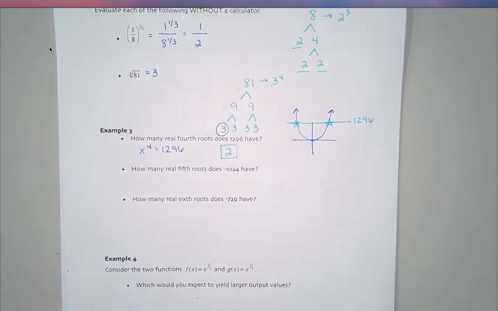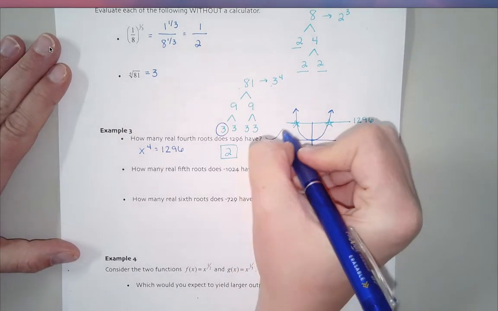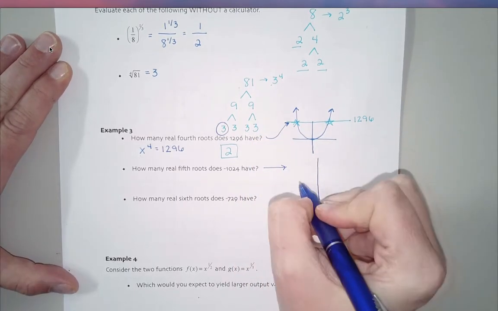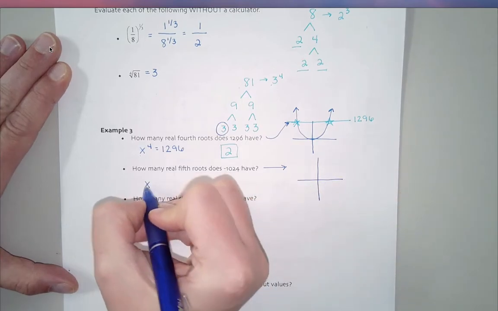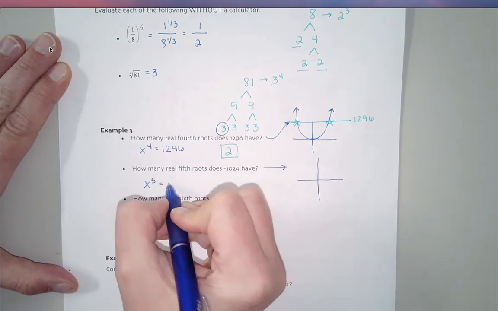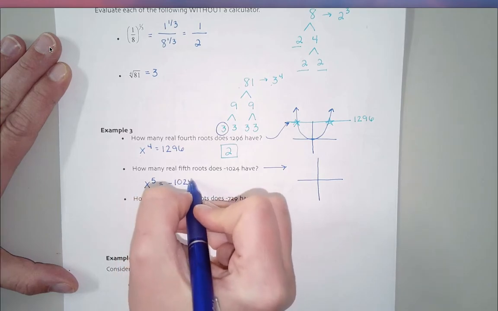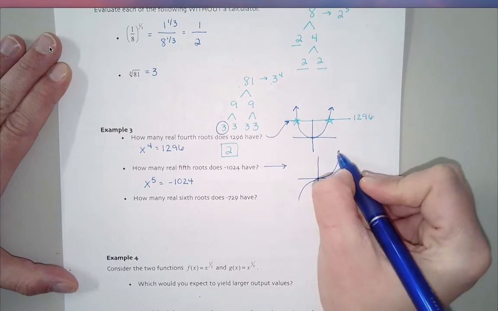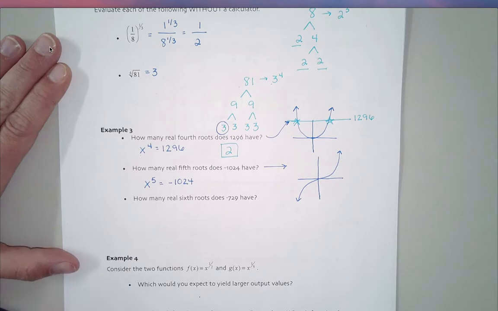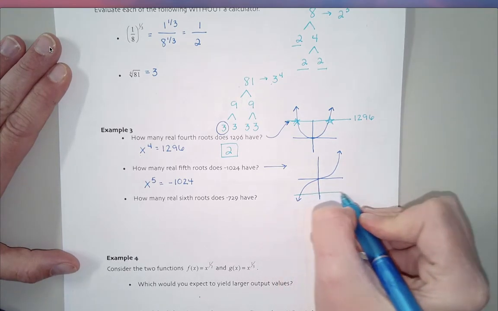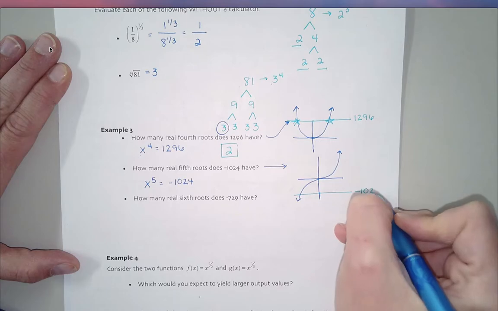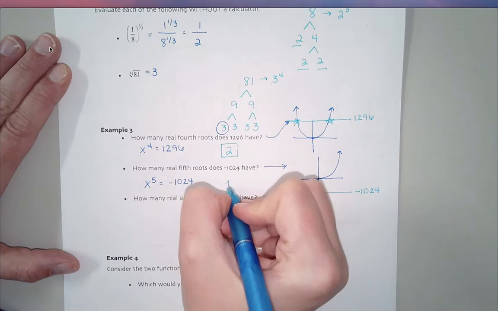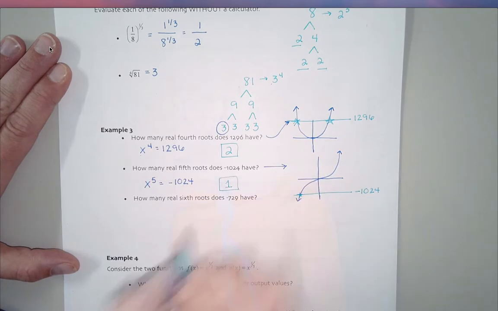All right, how many real 5th roots does negative 1024 have? I'm going to draw that arrow there. This next one will be right here. Again, what I'm asking myself is when does x to the 5th equal negative 1024? x to the 5th is an odd power function, so it's going to look something like this. And negative 1024 is going to be somewhere way down here. No matter where this was, we were always going to have just one solution. So there would be one real 5th root.